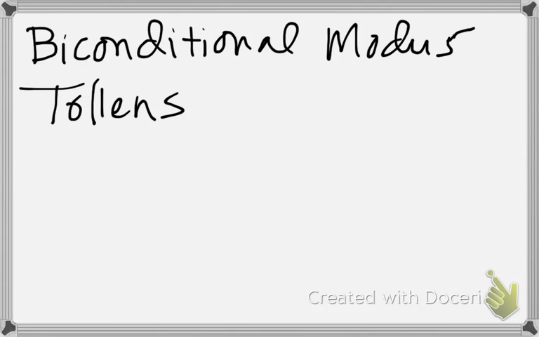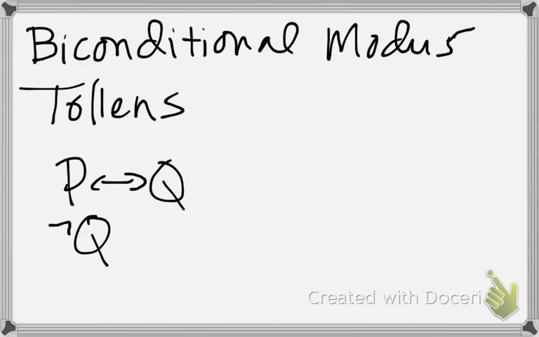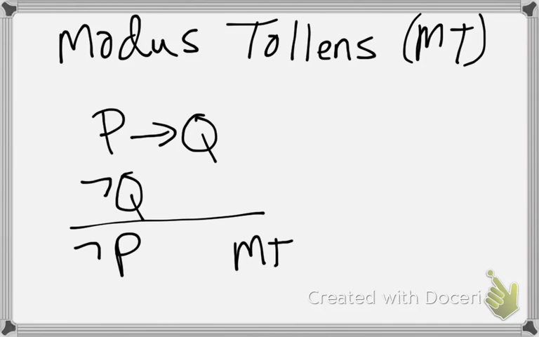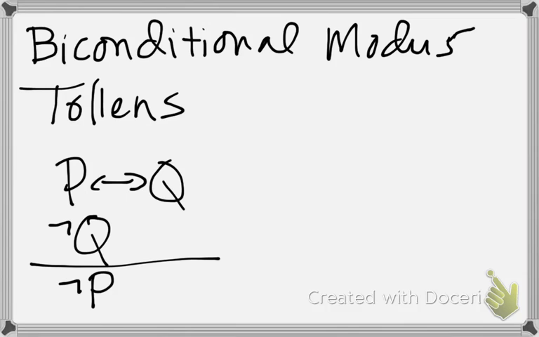And biconditional Modus Tollens is going to have two versions. The first version is going to look very much like Modus Tollens. It says, if you have the biconditional P double arrow Q, and if you have the denial of the right-hand side of the biconditional, then you can derive the denial of the left-hand side of the biconditional. So that looks essentially the same as Modus Tollens, except that in Modus Tollens you have a conditional operator in the first statement, and in biconditional Modus Tollens you have a biconditional statement in the first statement.